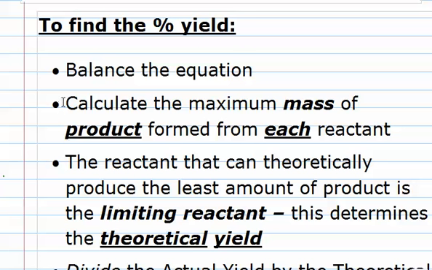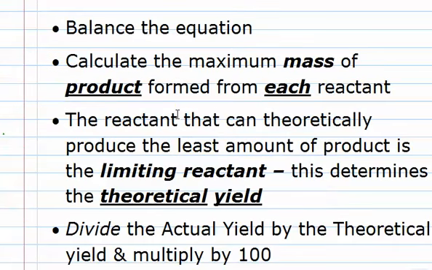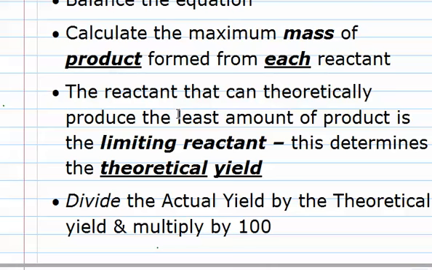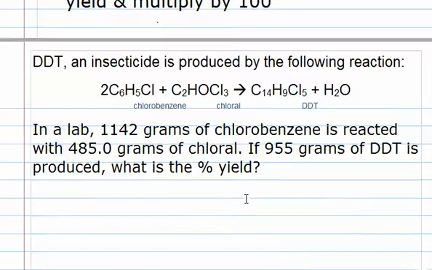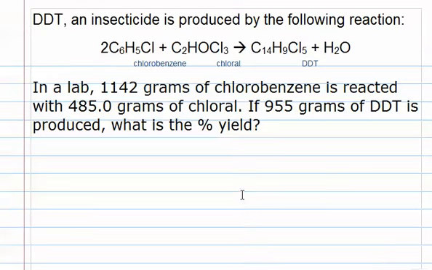So to do this, we take each of our reactants and we will calculate the maximum mass of product that will be formed from each reactant. We are then going to compare those values for our different reactants, and the one that is the smallest will be our theoretical yield. Once we've determined that theoretical yield, we will divide the actual by the theoretical and multiply by 100. So here is a common example, or a good textbook example of this type of problem.